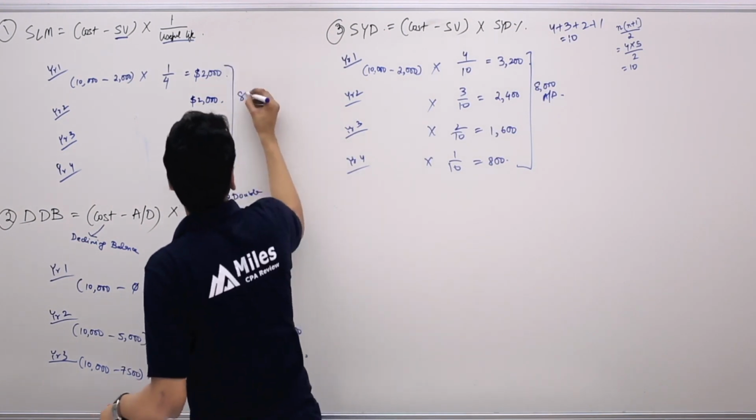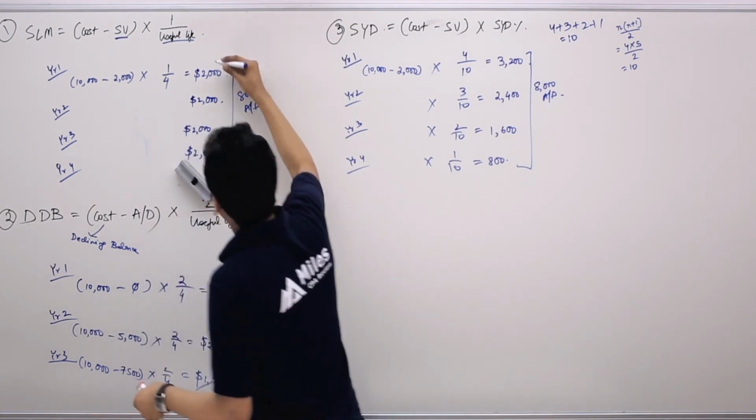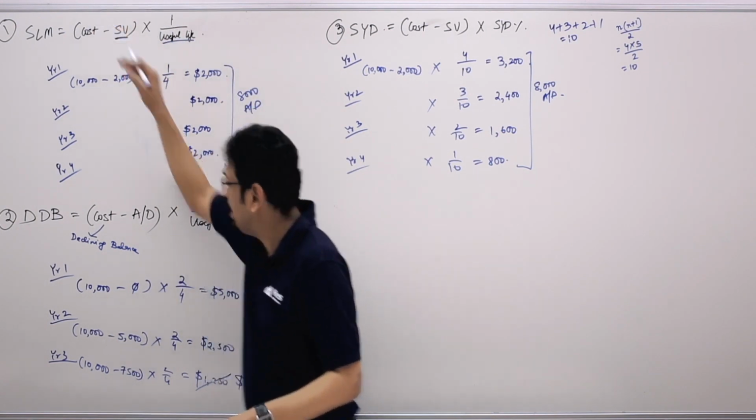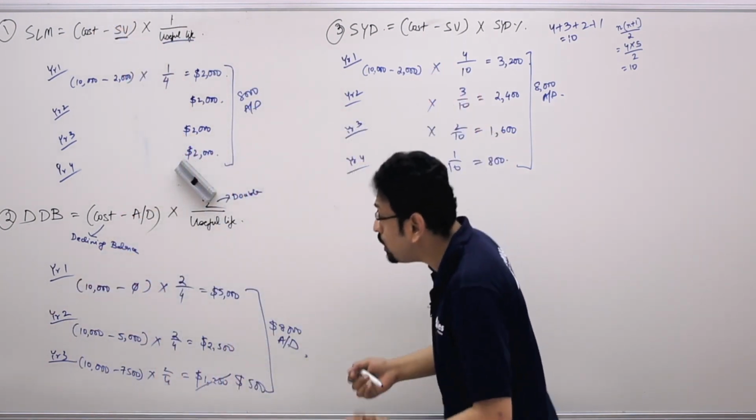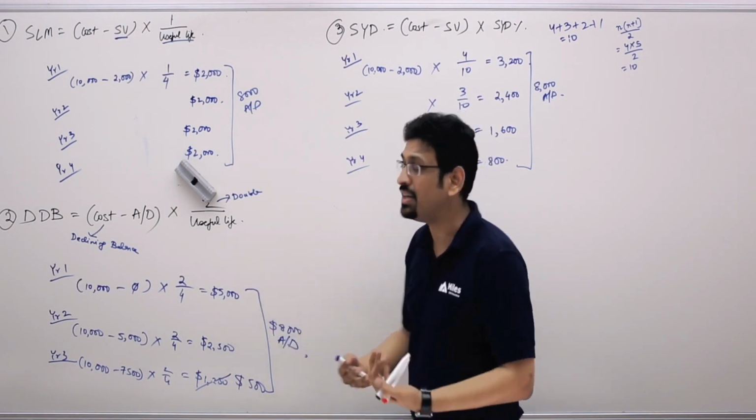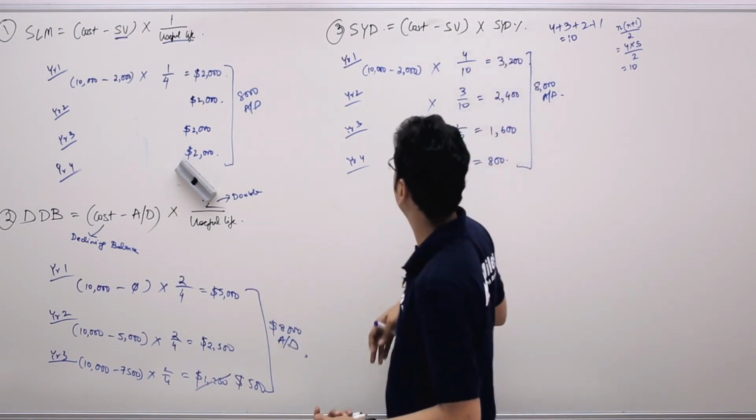Same thing. So you're getting to the same result, just that here you're doing a straight line method. In these two cases, you're doing accelerated depreciation methods. More depreciation in initial years, lesser depreciation in later years.